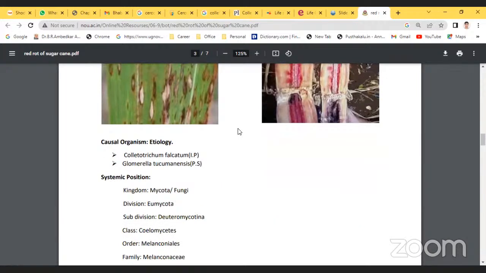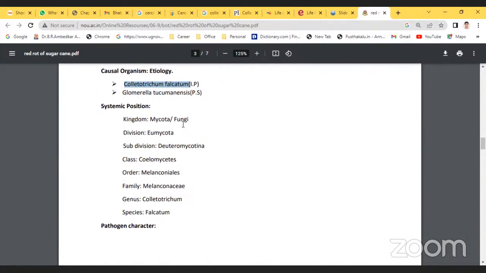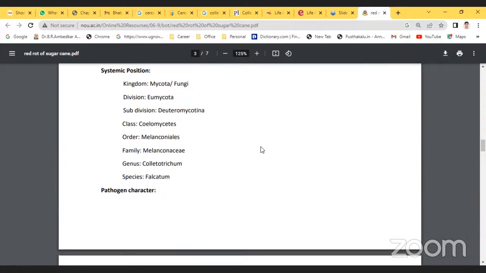The causal organism is Colletotrichum falcatum, with the perfect stage Glomerella tucumanensis. Colletotrichum falcatum is very important and commonly observed. The systematic position I already discussed: Kingdom Mycota, division Eumycota, subdivision Deuteromycotina, class Coelomycetes, order Melanconiales, family Melanconiaceae, genus Colletotrichum, species falcatum.